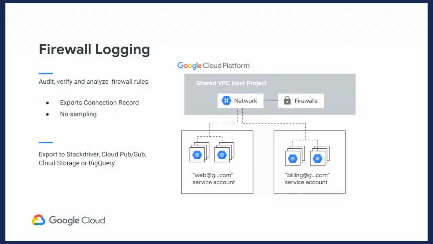Another new feature that we have GA'd over the past year is firewall logging. Firewall logging basically allows you to view reports of connection records that get created every time a firewall rule gets applied in your VPC. Firewall logs are not sampled, unlike VPC flow logs. There is a limit, though, on the number of connection records that get exported in a 5-second interval. And this limit basically depends on your machine size.